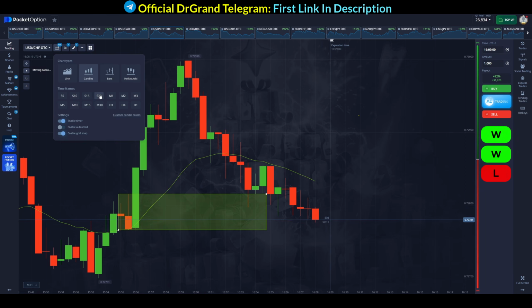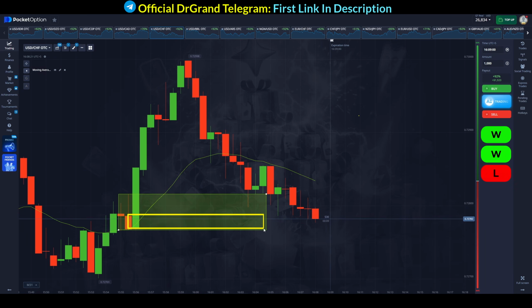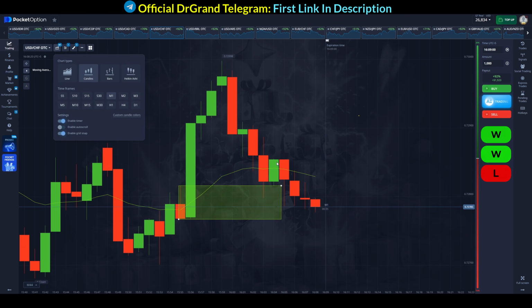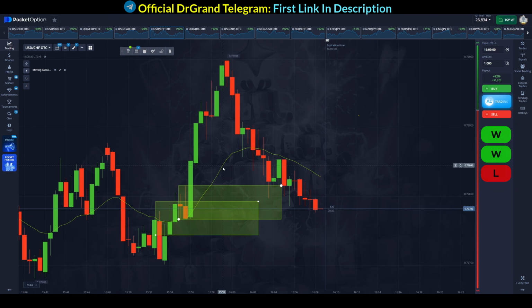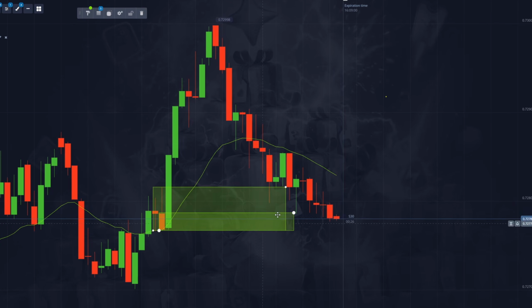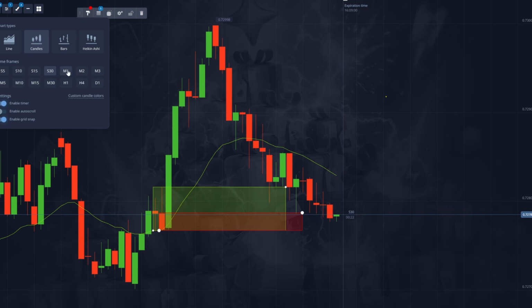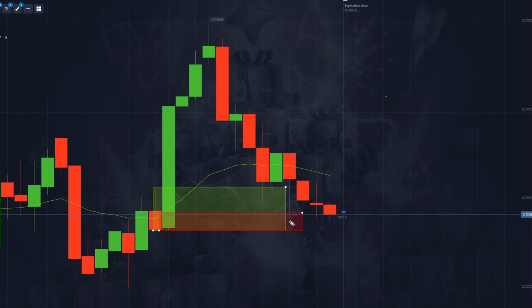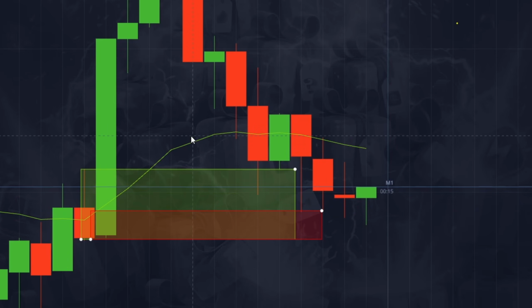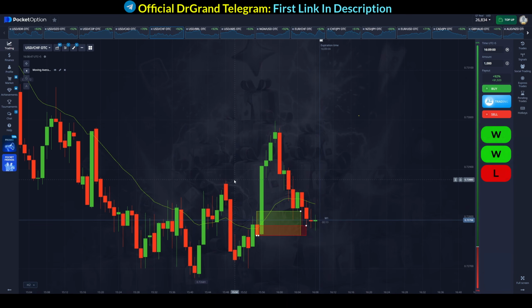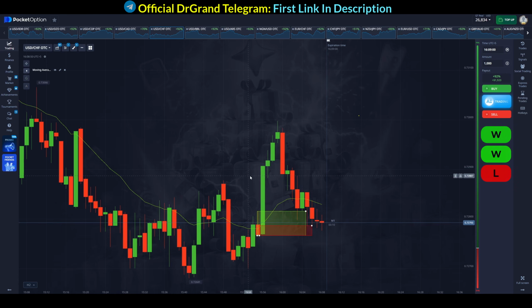Okay, we have this one right here, and oh, let me mark it. This would be the entry zone, and the candle closed here. It would be a nice winning trade. Same setup that I explained at the beginning of the video.